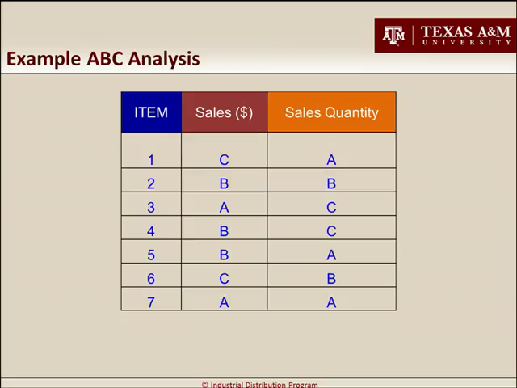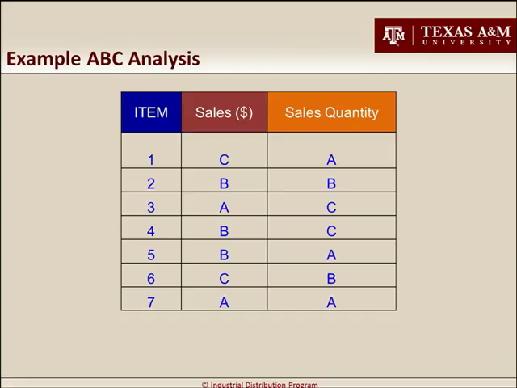Now, I have a classification, and this classification says item 1 based on sales dollar is a C item, and based on sales quantity, it's an A item. Item 2 is BB. Item 3 is an AC, and item 7 is AA.